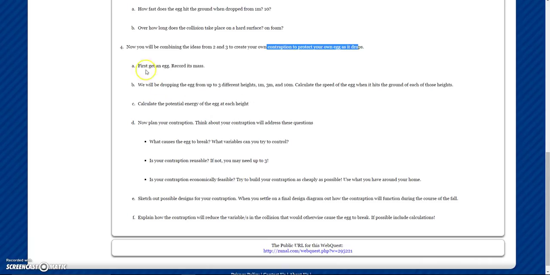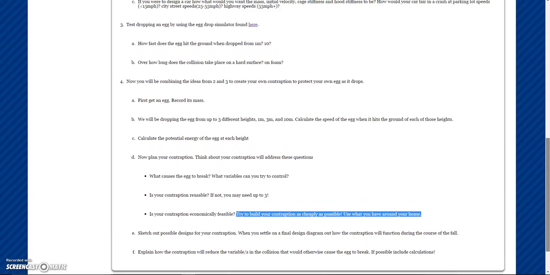So I outline: get an egg, record its mass. I tell them the heights we're going to be dropping it from, and I tell them to calculate the potential energy. Then here's the crux: plan your contraption. I ask them to think about what really is making the egg break. What variables can they control? Can they reuse their contraption? And is it feasible economically? We're trying to build with stuff that's around the house.